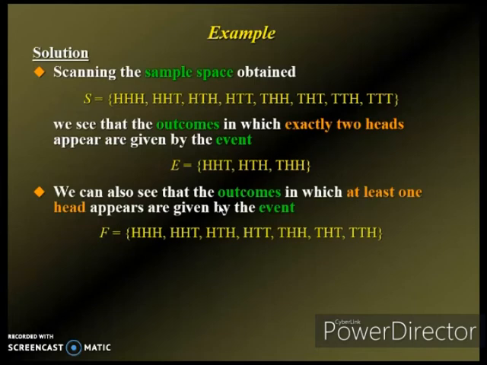Now, you need to find the event that at least 1 head appears. Here there are 3 heads. 3 heads means at least 1 head is there, so you can consider it. In the second case, you have 2 heads, fine. Third case, 2 heads, fine. Fourth case, 1 head, fine. Next case, 2 heads, fine. Next case, 1 head, that's also fine. Next case, only 1 head, that's also fine. And in the last case, you don't have any heads. So that event will be everything in the sample space except 3 tails. So this will be event F.